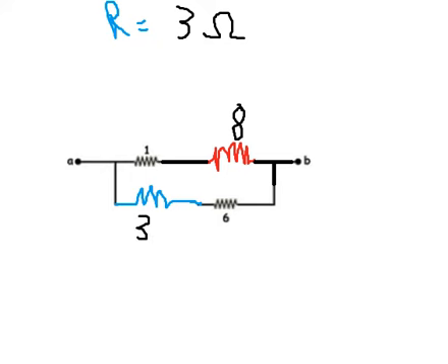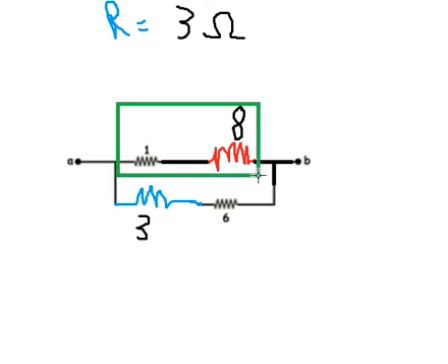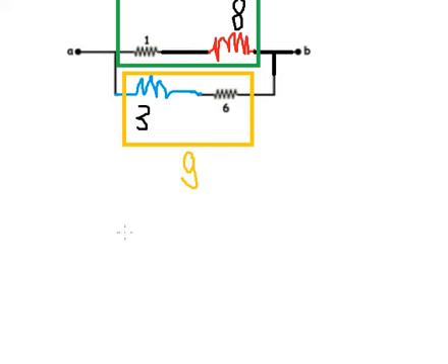Now we go to the next one. This one, they are in series, so we can write 1 plus 8, you got 9 in here. And this one, they are in series too. 6 plus 3, you got 9. And now we can find R total in here.